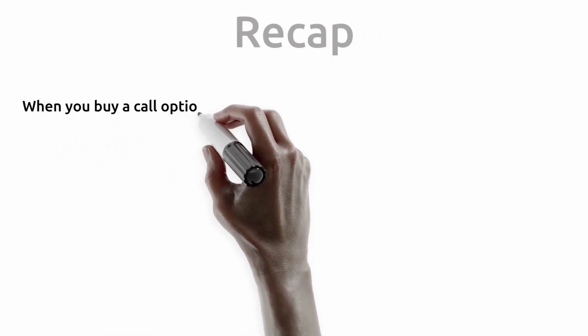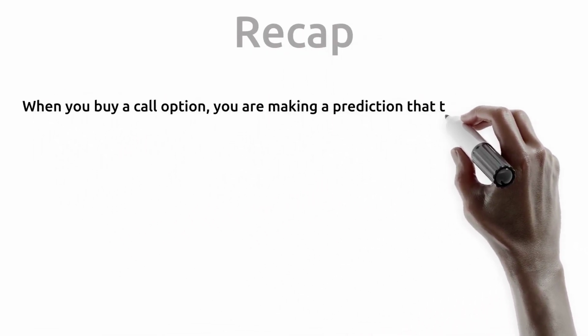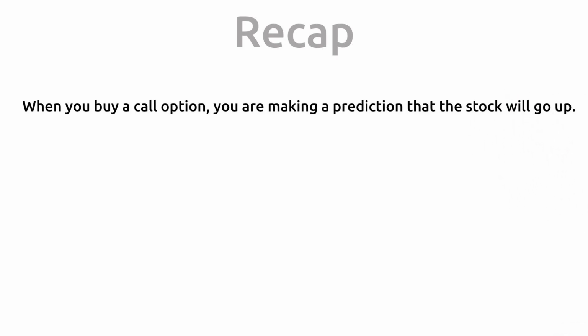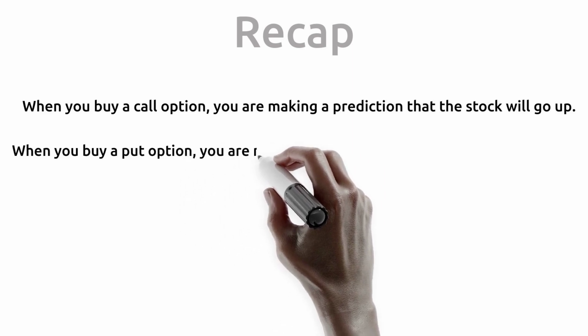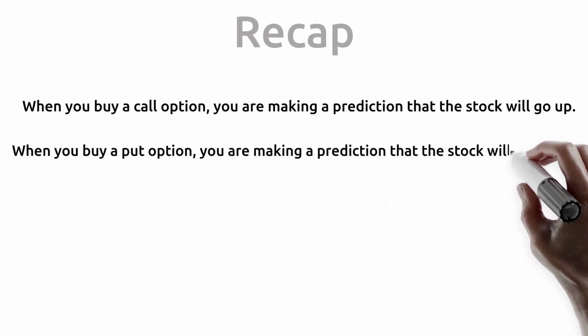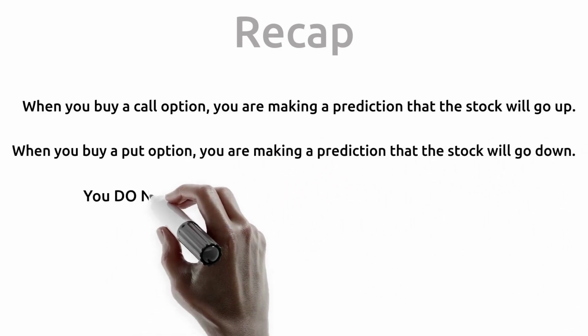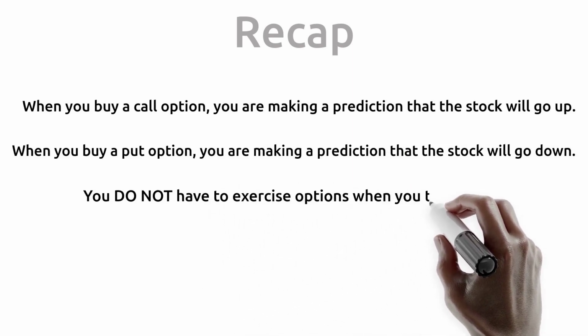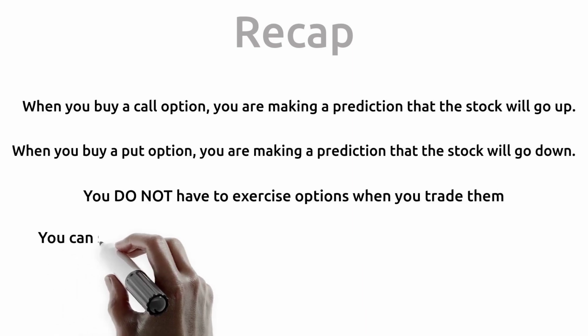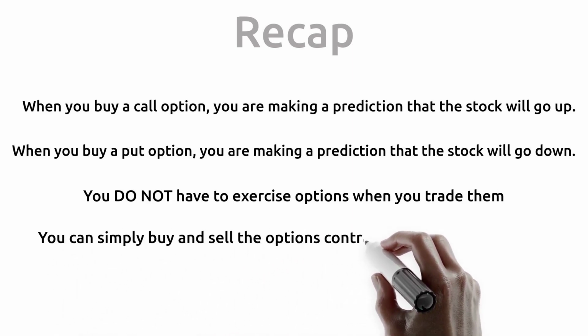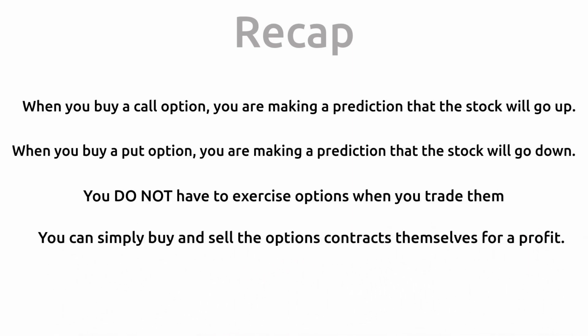To recap, when you buy a call option, you are making a prediction that the stock will go up. When you buy a put option, you are making a prediction that the stock will go down. Understand that you do not have to exercise options when you trade them, like in the example scenarios. You can simply buy and sell the options contracts themselves for a profit.